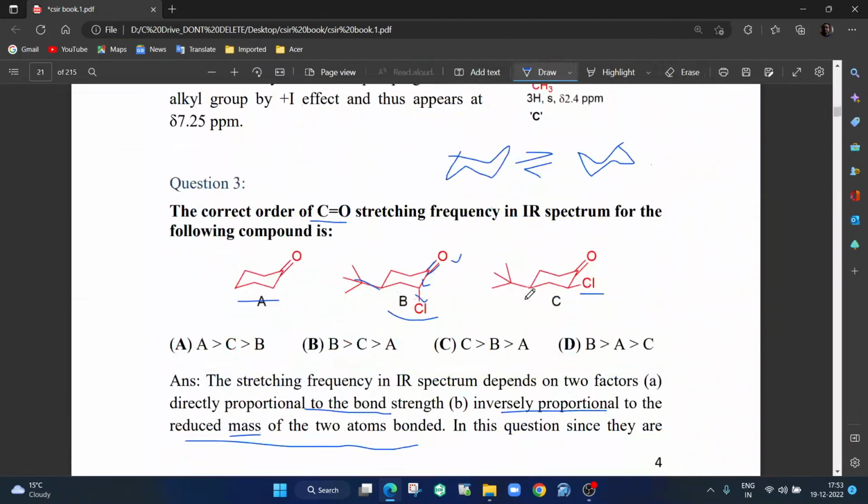So of course this will also withdraw by minus I effect, and this Cl will also withdraw by minus I effect. If both of them withdraw by minus I effect, both of them should definitely have a higher value than A. So very clearly A will have the least value. So A will have the least value means either B or C. Okay. Now we have to see between these two.